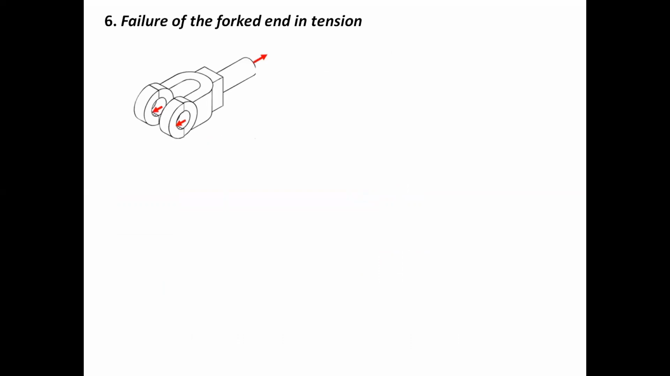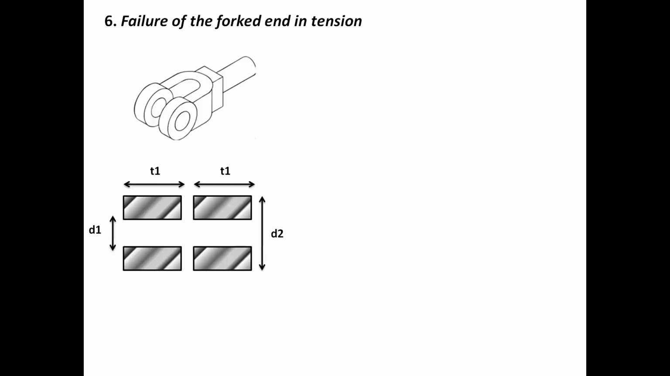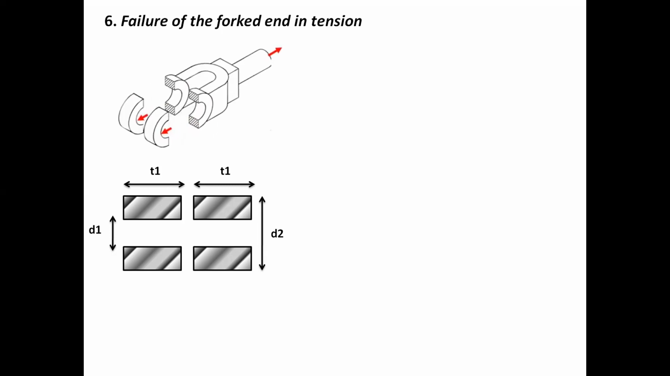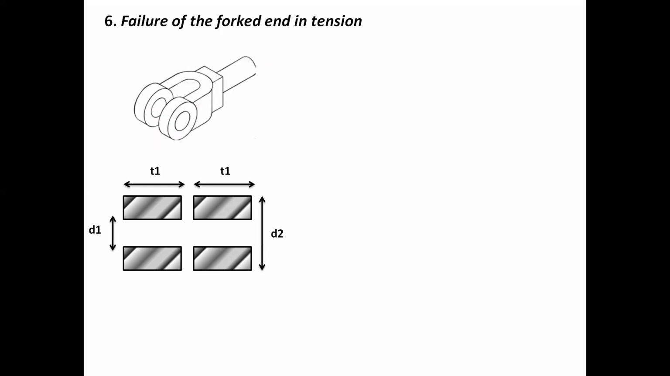Just look at the figure here. In that you will find the fork end is going to fail under tension. So again see the area. Now the area will be double, so it is twice. So the thickness is T1, internal diameter D1, outer diameter D2.